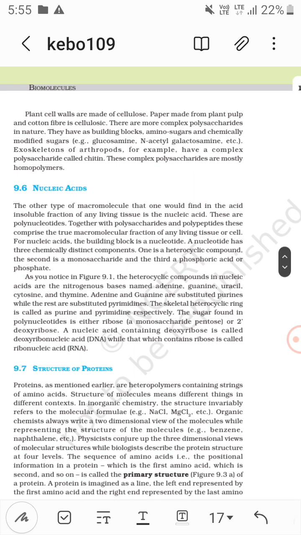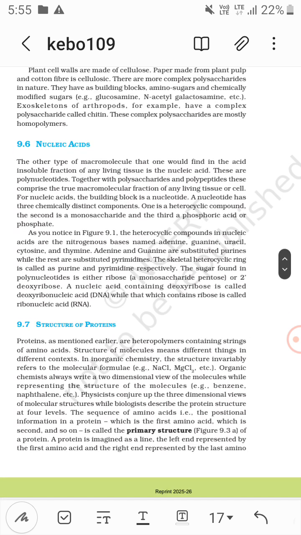Now amino sugars: chemically they have an amino group and sugars. So amino sugars are chemically modified sugars. Examples are glucosamine and N-acetyl galactosamine. Now the exoskeleton of arthropods has chitin. It is a complex polysaccharide, and these are mostly homopolymers. So chitin can be a homopolymer, right? It can be made of glucosamine and N-acetyl galactosamine.